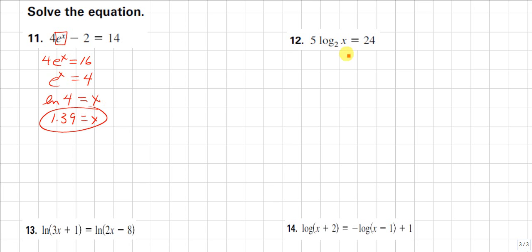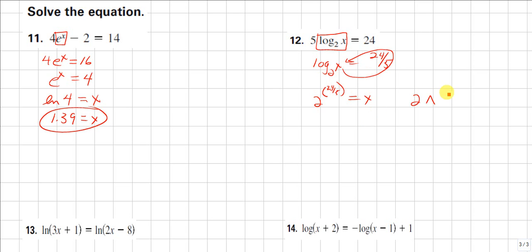The next one, once again, we have to isolate the log or the exponent, so I'm going to isolate that. I'm going to get log base 2 of x is equal to 24 over 5. Okay, let's change it to an exponential. So I will get 2 to the 24 fifths is equal to x. So I'm going to put that in the calculator.